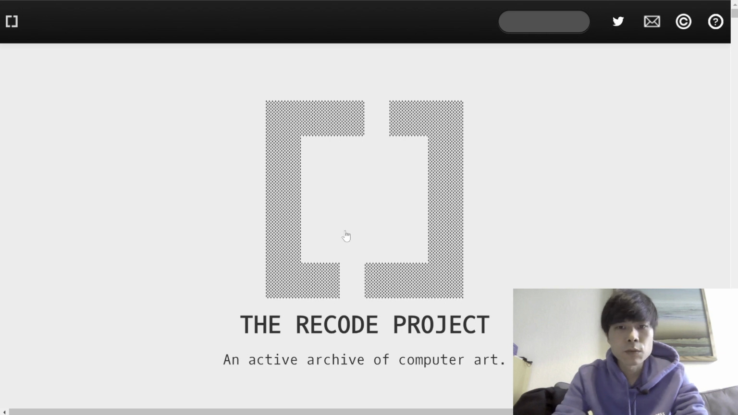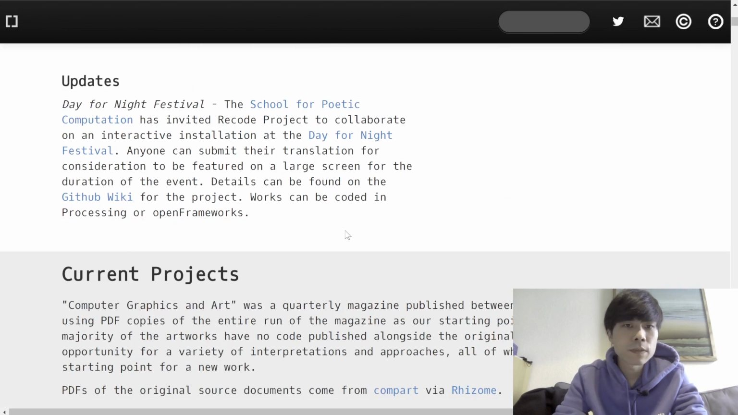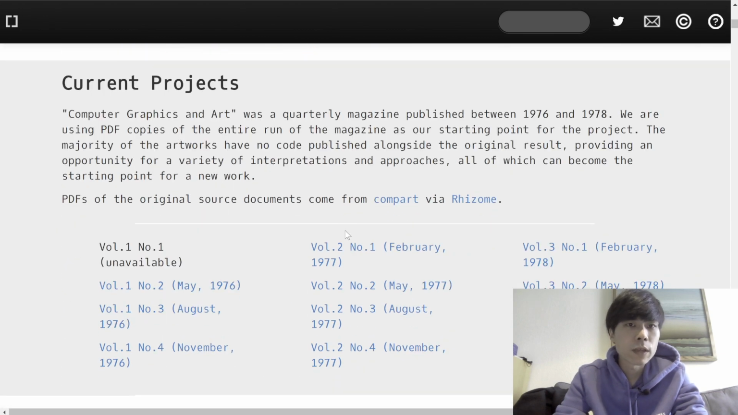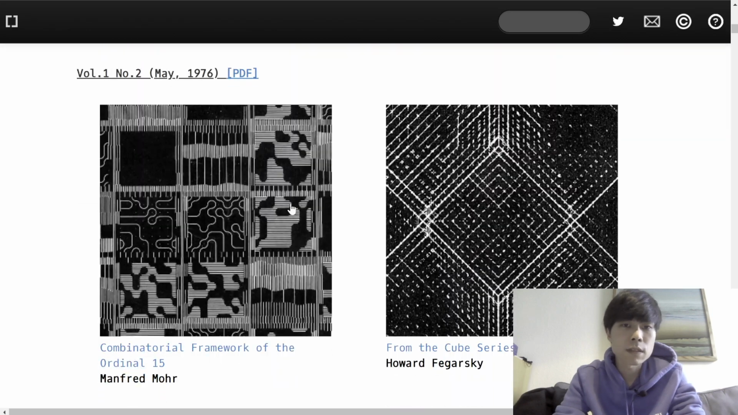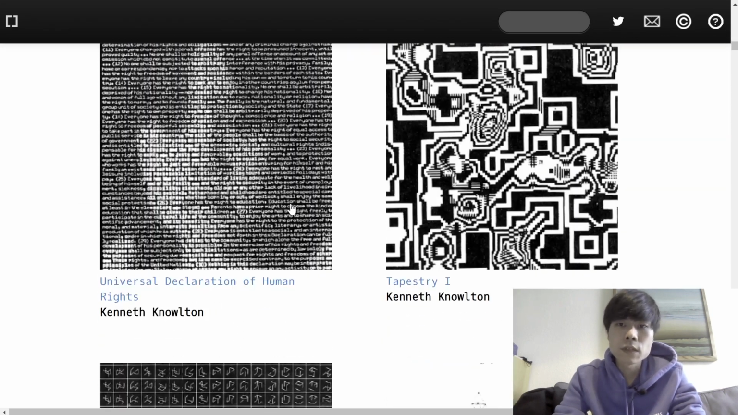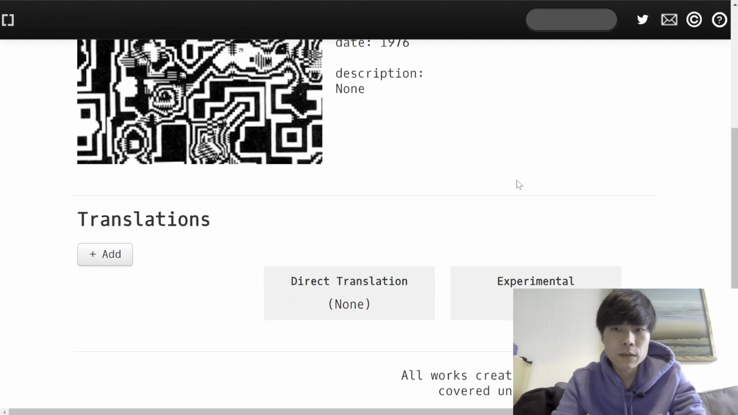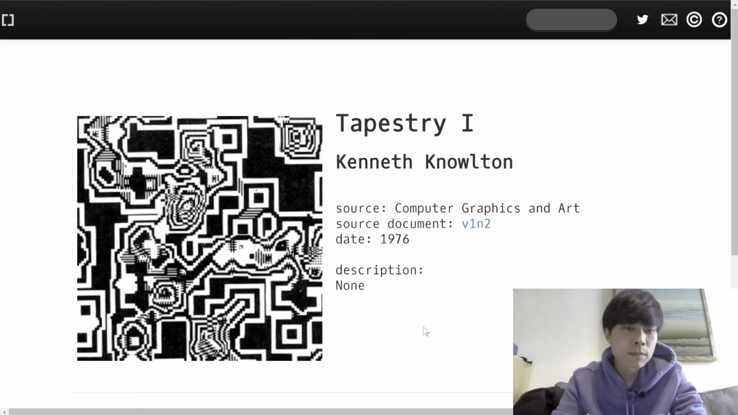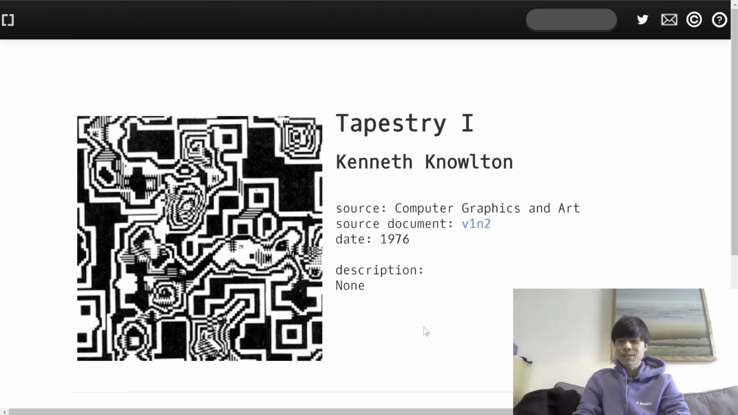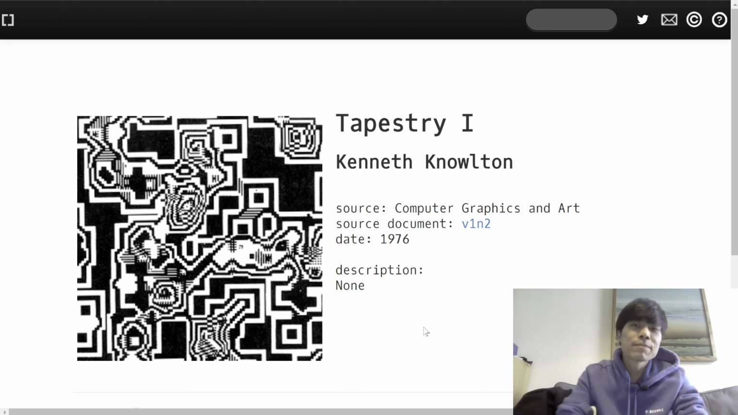So again, I go to this Recode project. This is the website where they collected scans of artworks from Computer Graphics and Art magazine from the 1970s. And today, I was always curious about this one because it looks very complicated. No one tried it before, I mean in Processing, or I don't know if anyone tried in Hydra, but I will try it. Tapestry 1 by Kenneth Knowlton.